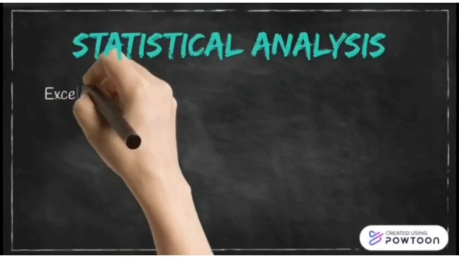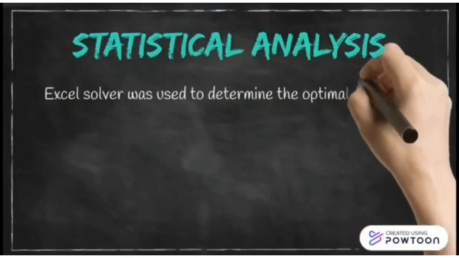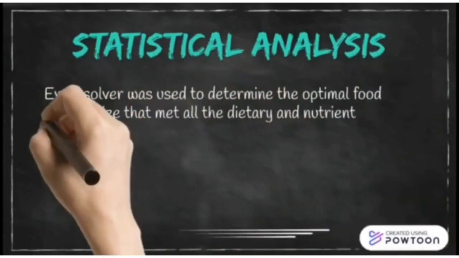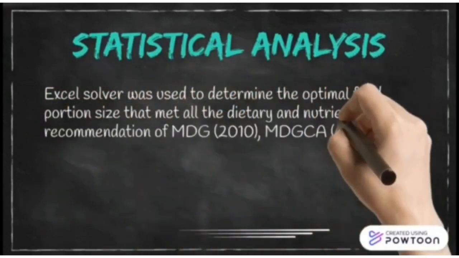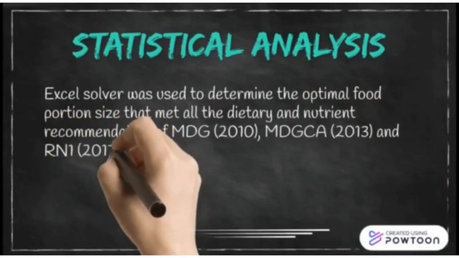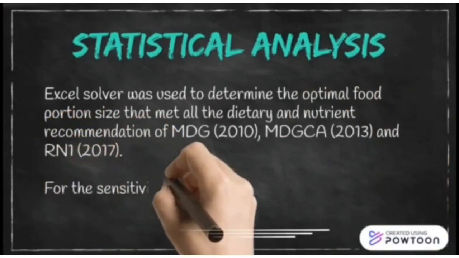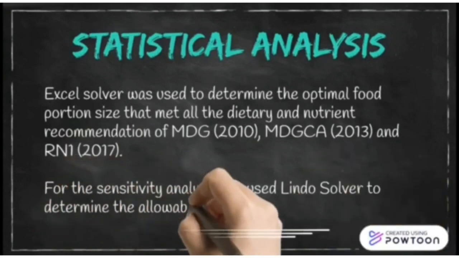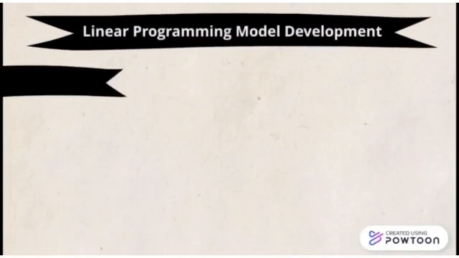Statistical analysis. Excel Solver was used to determine the optimal food portion size that met all the dietary and nutrient recommendations of MDG 2010, MDGCA 2013, and RNI 2017. For the sensitivity analysis, we use Lindo solver to determine the allowable value.